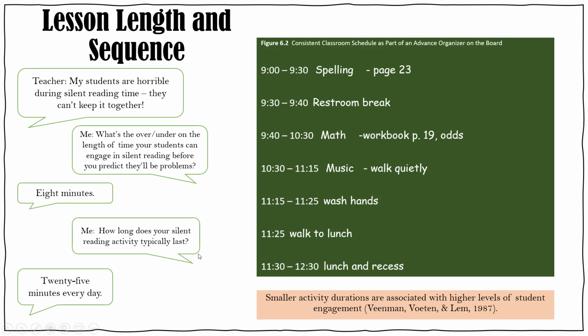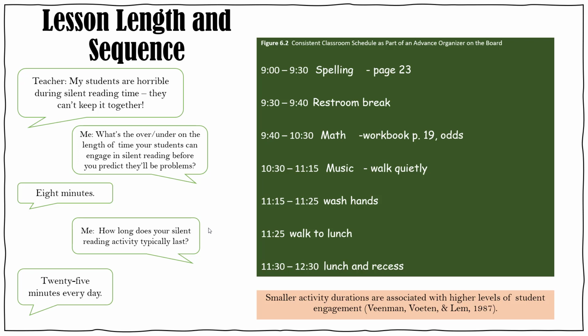So what they typically find in the literature, and what I find too, especially teaching in college, is that smaller activity durations are associated with higher levels of student engagement. So instead of having these massive blocks of independent work and then these massive blocks of group work, you can do smaller sections: independent for 8 minutes, group work for 8 minutes, independent for 8 minutes, group work for 8 minutes, something like that. So that way it switches them up.